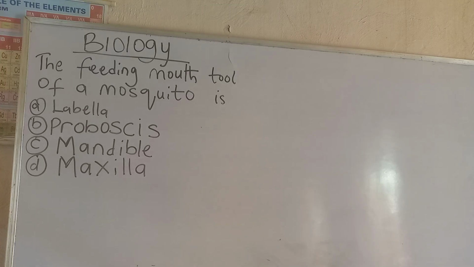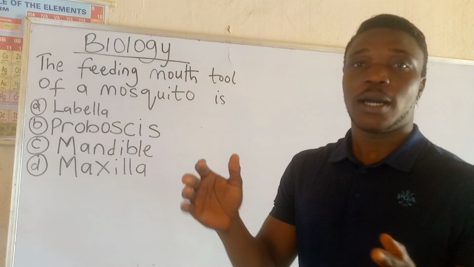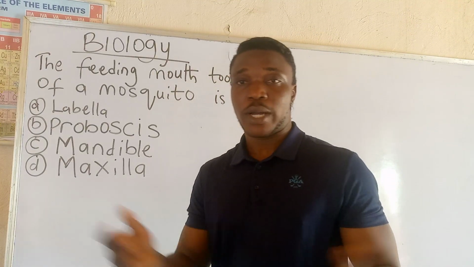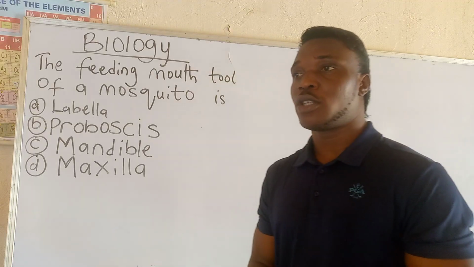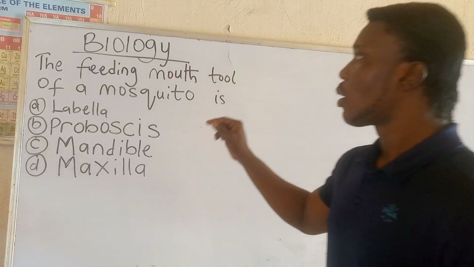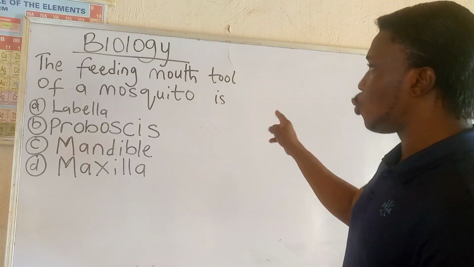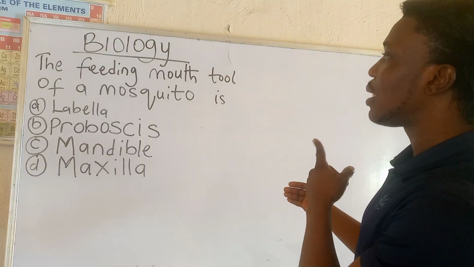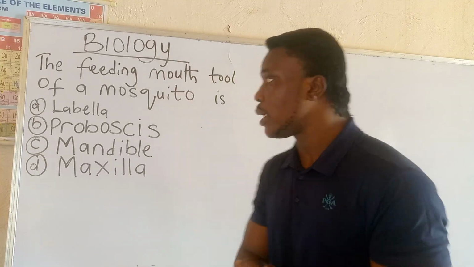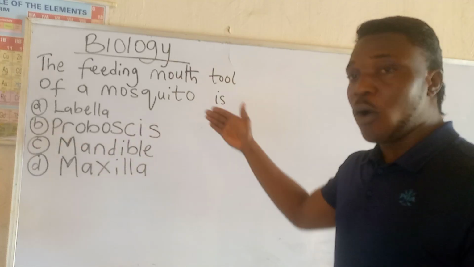Here is another question on the board for those preparing for their external examination, whether it is UTME, otherwise called JAMB, or SSCE, whether WAEC or NECO. The question says that the feeding mouth tool of a mosquito is it labella, proboscis, mandible, or maxilla?